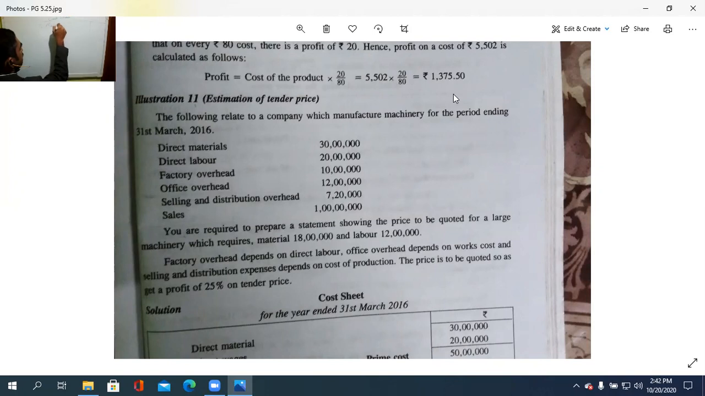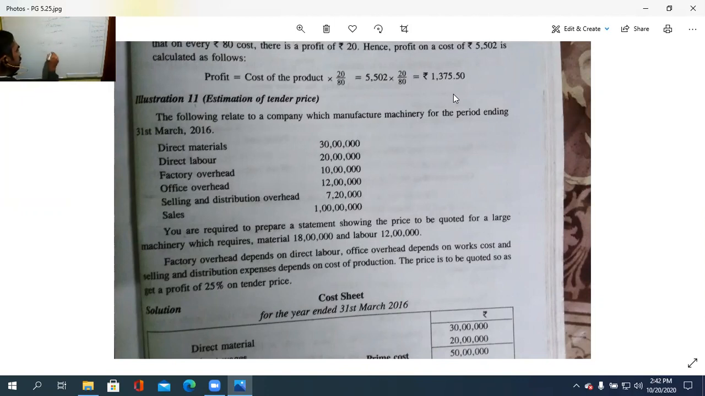Direct material, how much is it? 30 lakh. Direct labor, how much? 20 lakh. So it is 50 lakh. So this is prime cost. And factory overheads, how much? 10 lakh. So it is 60 lakh. That is work cost or factory cost.